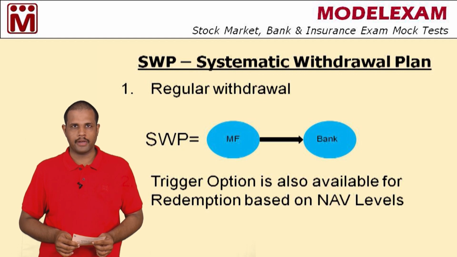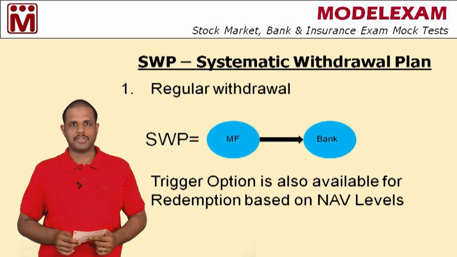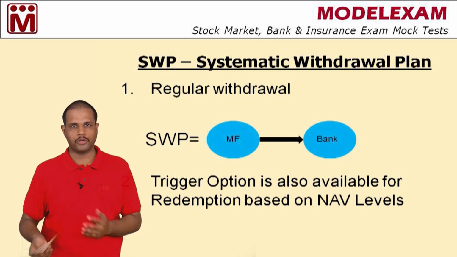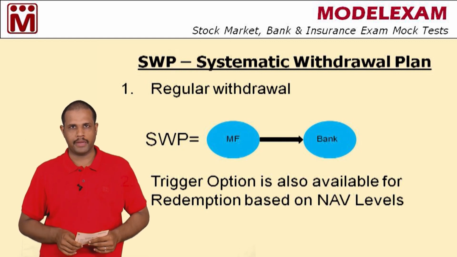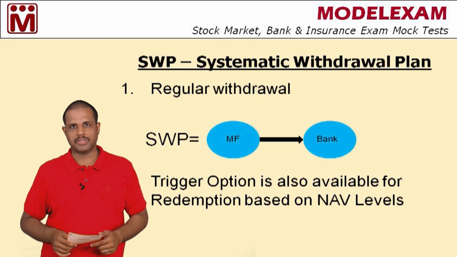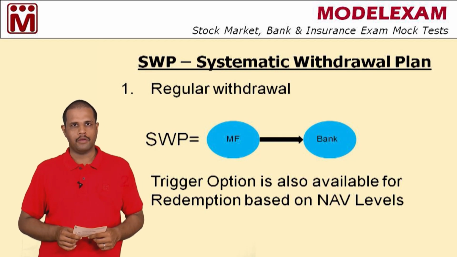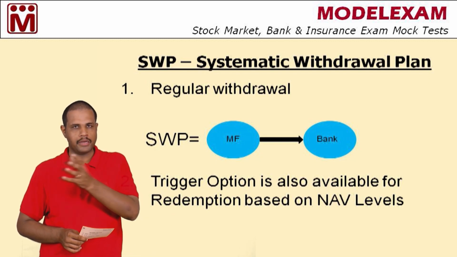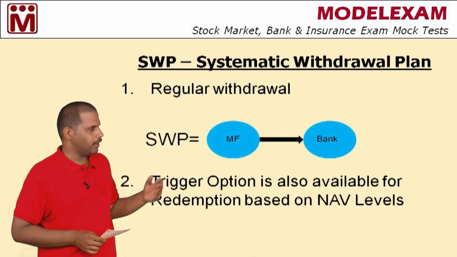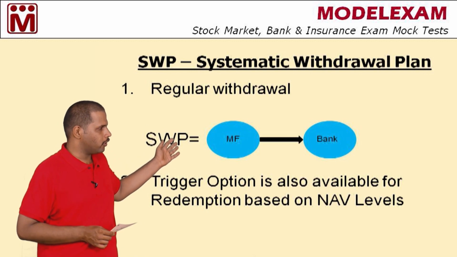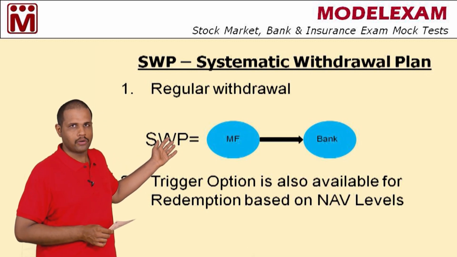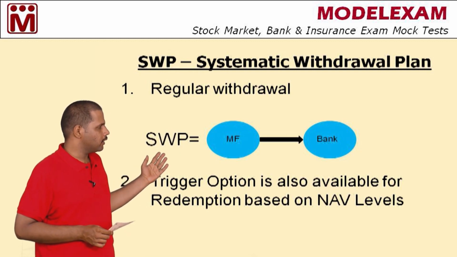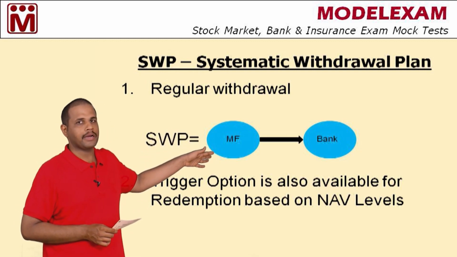Systematic withdrawal plan. Systematic withdrawal plan is just the opposite of systematic investment plan. What happens in a systematic investment plan? A fixed amount is debited from our bank account and is credited in the scheme account. But what happens in systematic withdrawal? A fixed amount is withdrawn or redeemed from the mutual fund and it is credited to our bank account.